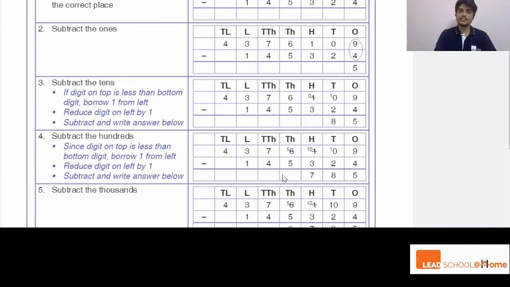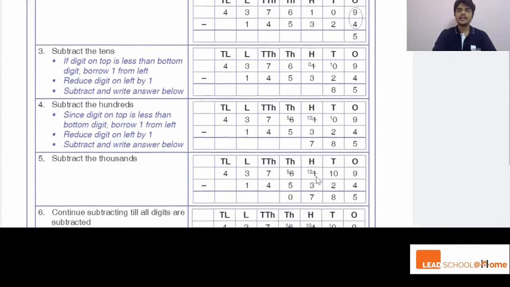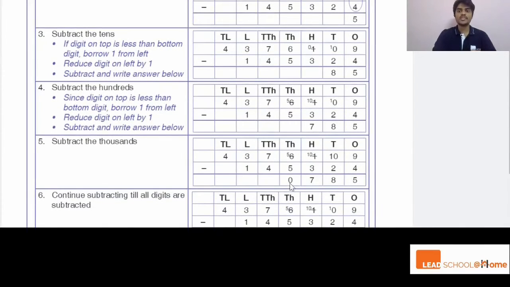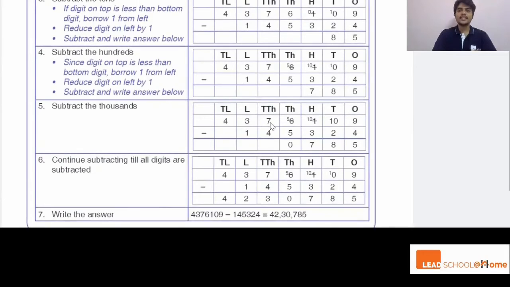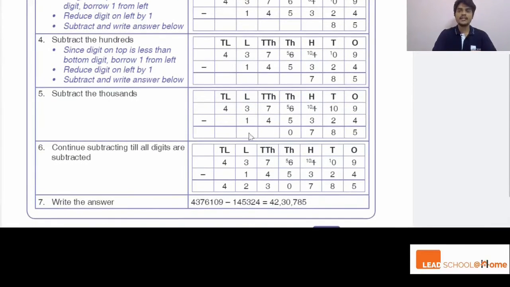Then we go to the hundreds place. In the hundreds place now we have 0 left. So we have to take a borrow again from the thousands place. So now we take 1000 and we get 10 hundreds. So now we do 10 minus 3, we get 7. Then we go to the thousands place. 5 minus 5 is 0. And then the 10,000s place is 7 minus 4, we write 3. And then in the lakhs place, 3 minus 1, we write 2. And in the 10 lakhs place, we write 4.